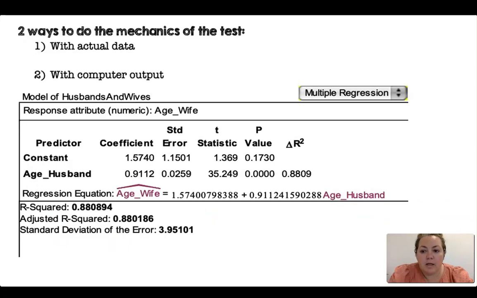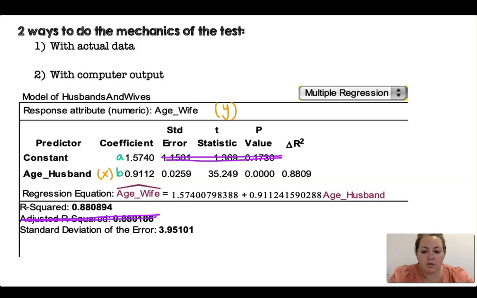All right, and then the mechanics of the test, so you can, with the actual data or with a computer output, you're going to have two options. A lot of times this will be with a computer output, so you need to be able to read the important parts there. Up at the top, our response attribute, that's our y variable. The one under your constant or intercept is going to be labeled either constant or intercept, will be your x variable. You have a and b as the coefficients. a is your y-intercept, b is your slope, so the y-intercept one's going to be with the constant, and the slope is going to be with your x variable.